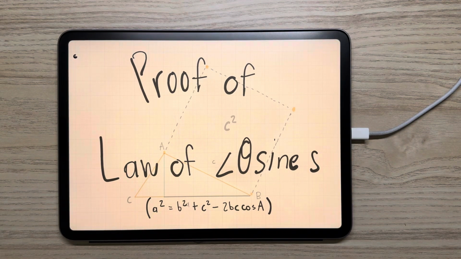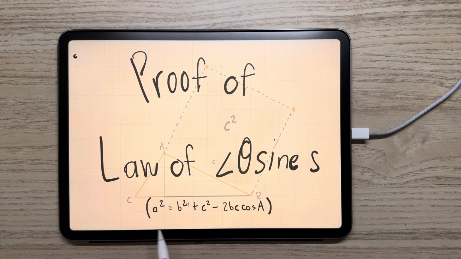Hi, my name is Lucas Weintraub, and today we're going to prove the law of cosines. Usually in your Algebra 2 or trig classes, you're going to be shown formulas like this, and you have no idea where they come from, and so that's what we're doing today. I'm going to show you where these weird formulas come from.